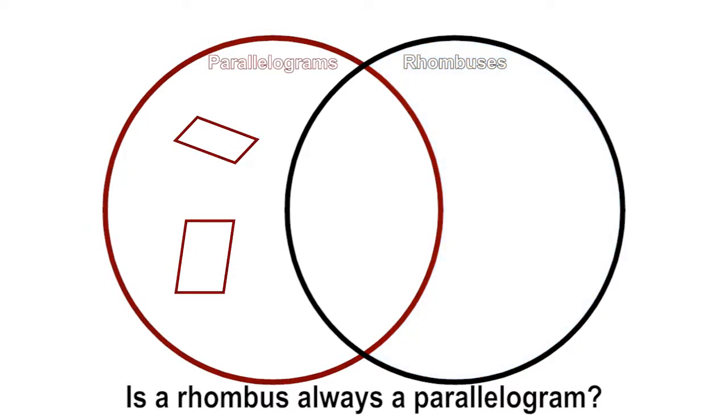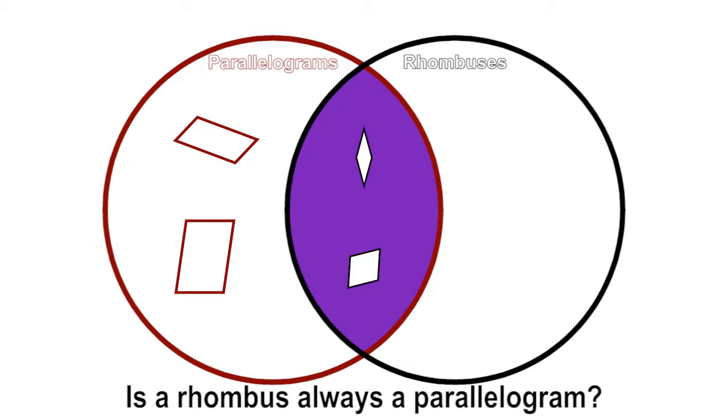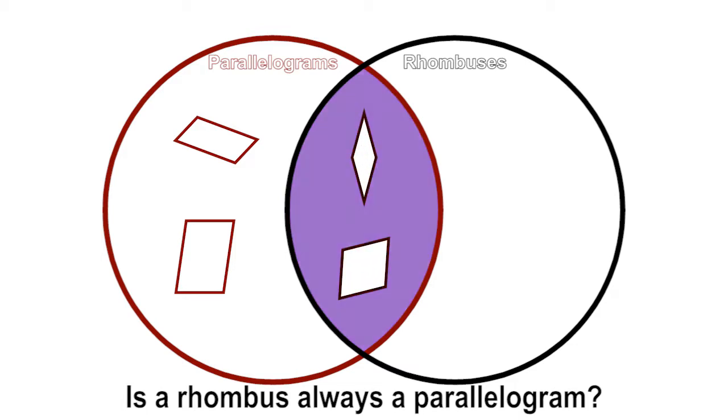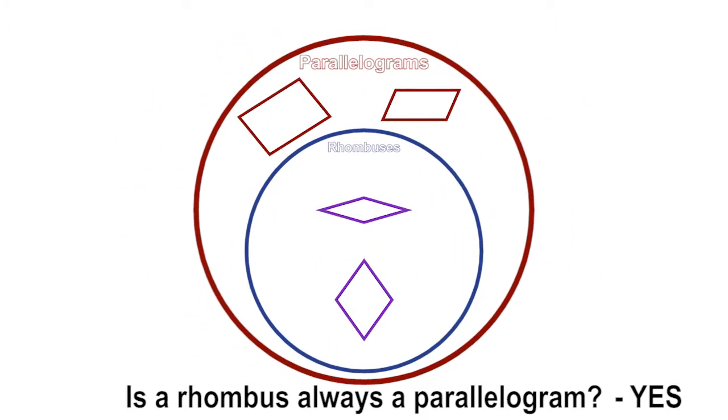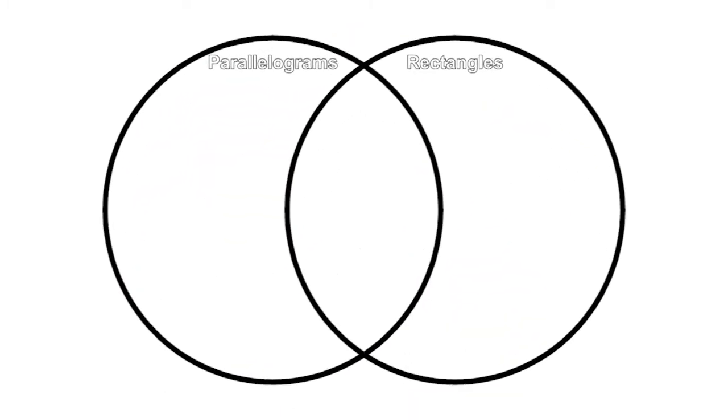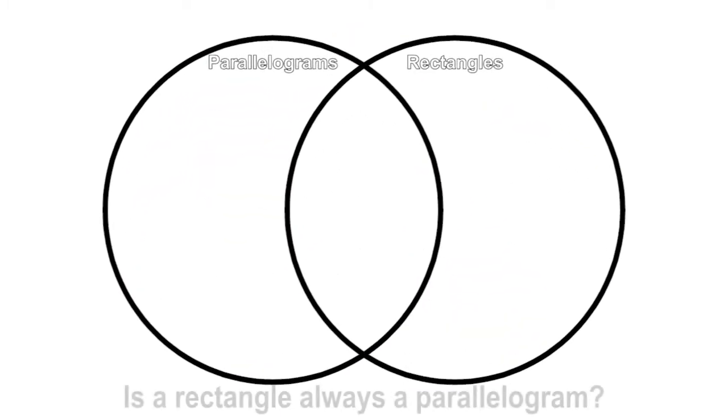Instead, we need to add rhombuses into the shared section as they have all the attributes of a parallelogram and all those of a rhombus. Since all rhombuses are categorized in the shared attribute section, we can adjust the diagram to represent this relationship. Next, we will examine the relationship between parallelograms and rectangles, asking a similar question. Is a rectangle always a parallelogram?